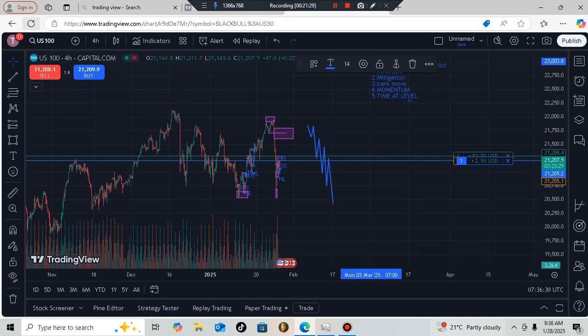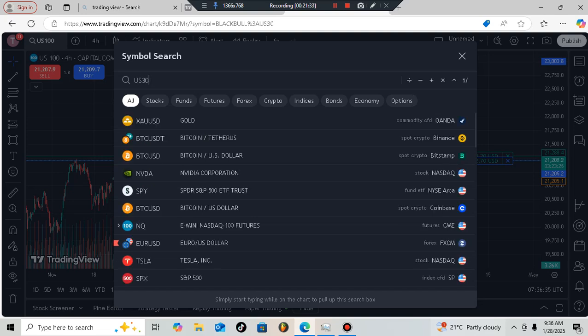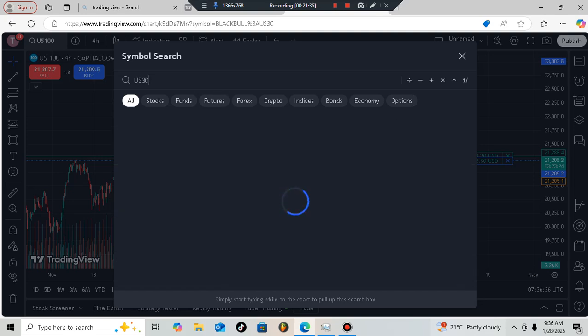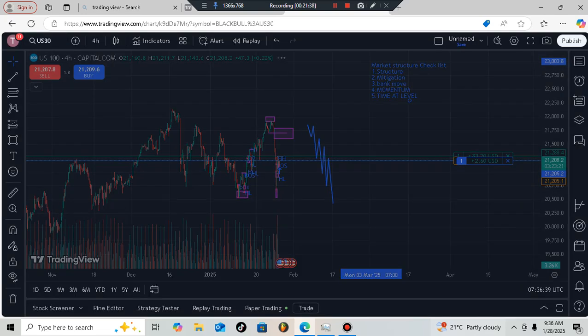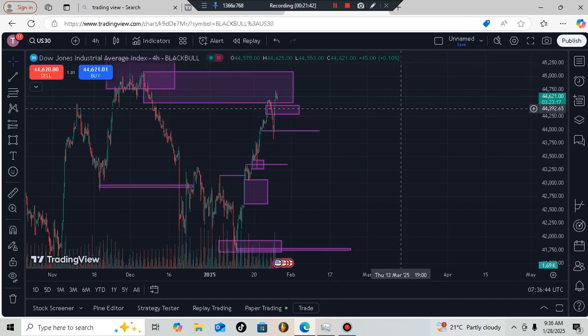Okay, let's go to the US30. So obviously now we're on the US30. Let's see what the Dow Jones 30 is doing. Probably going to look pretty much the same-ish, but we'll see. Okay, this is one that I've already marked out.